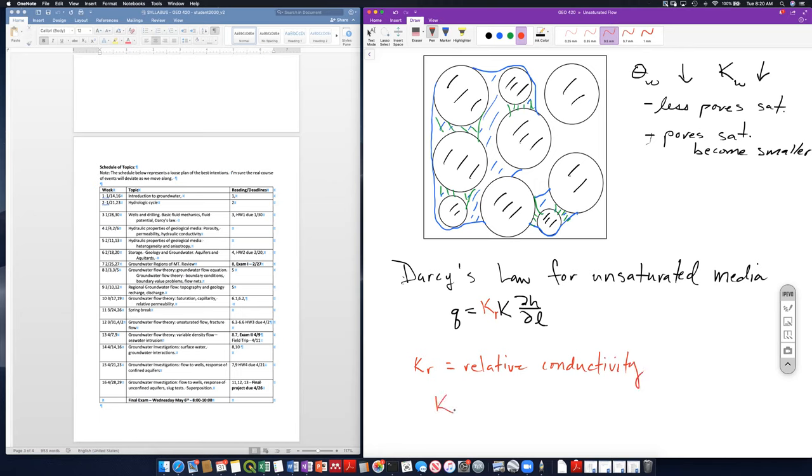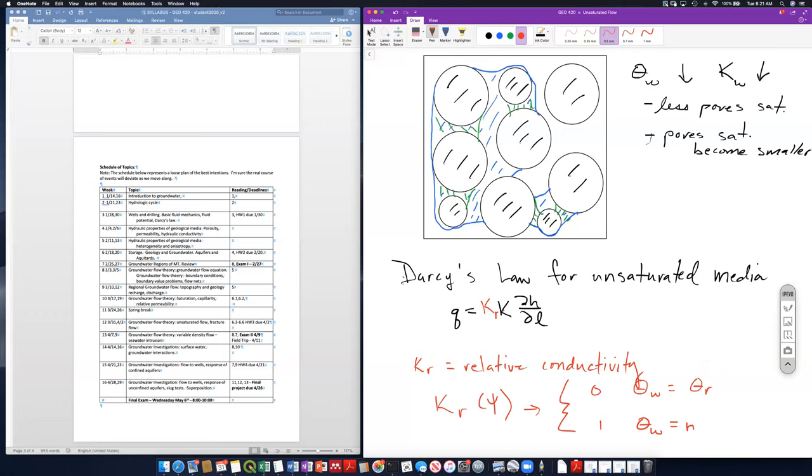All right, and it is a function of the saturation, or since the saturation and the pressure head are related, we can also write it as a function of the pressure head. So K sub R is a function of the pressure head, and it varies between 0 and 1. So when I'm fully saturated, so this is when theta sub W equals N, it's 1, and it's 0 when theta sub W is equal to theta sub R.